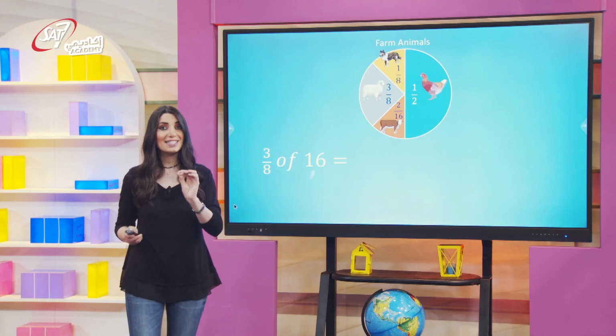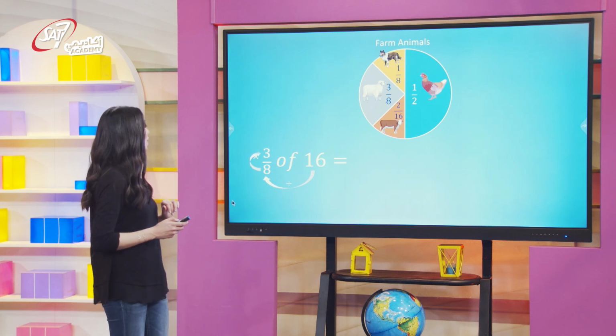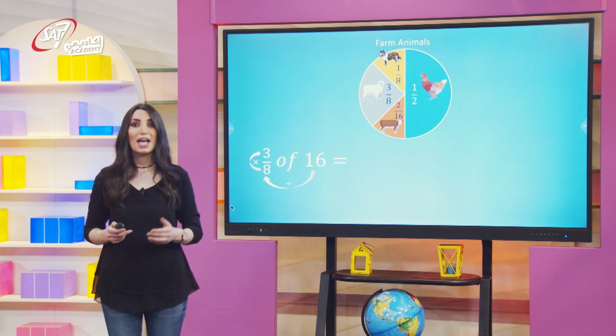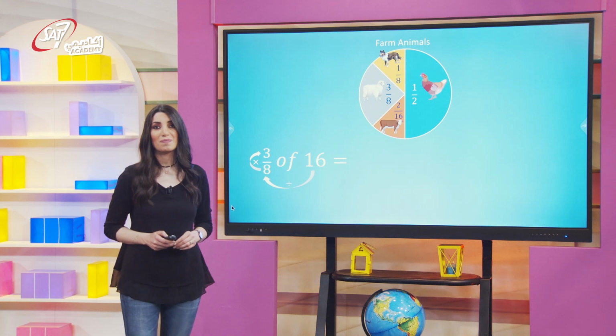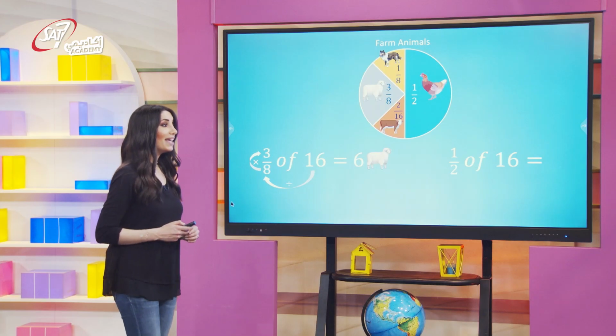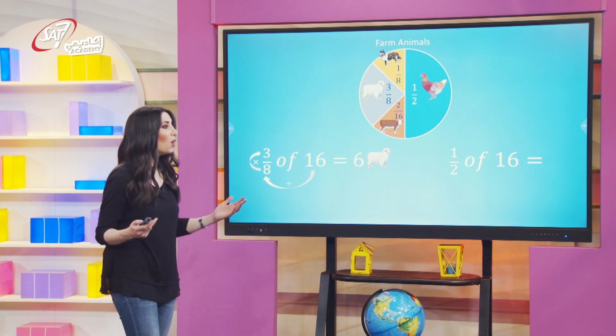We divide 16 by 8, then the answer is multiplied by 3. 16 divided by 8 equals 2, and 2 times 3 equals 6. There are 6 sheep. Let's now find the number of chickens. 16 divided by 2 equals 8, and 8 multiplied by 1 is 8. Anyway, we already know that in order to find half a number, we must divide by 2. Half of 16 is 8.